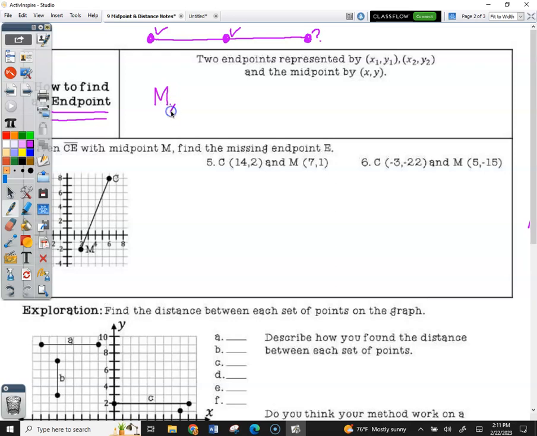Capital M, little x, meaning the x coordinate of the midpoint is the two endpoint x's added together and divided by 2. The y coordinate of the midpoint, now it looks like I wrote the word my, is the two y endpoints added together divided by 2.